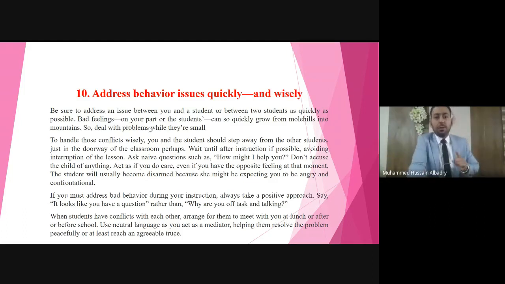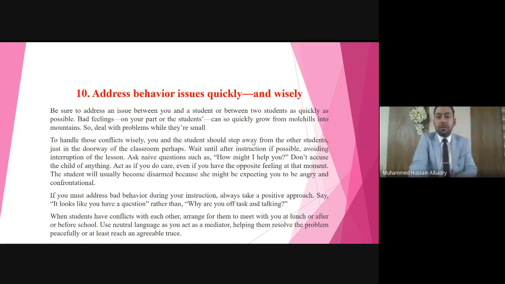Bad feelings on your part of the students can quickly grow from molehills into mountains. يعني من mole health هذا الرمال مال النملة إذا تعوفه، هو رمال مال النملة تصير جبال. So deal with the problems while they are small. If you have small problems, deal with them. If you feel these problems are small, tomorrow they will be what? They will be big. Today they are molehills, tomorrow they are mountains. You see how to handle these conflicts wisely.